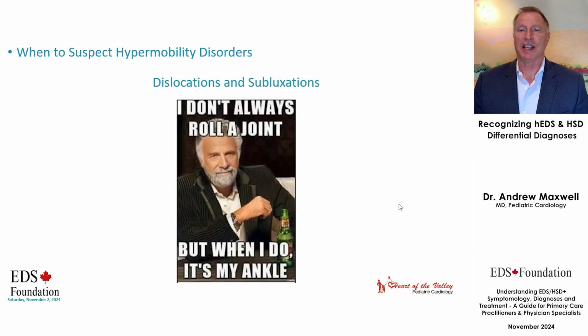Okay, let's talk about joint issues to begin with. Dislocations versus subluxations. Dislocation, of course, is the complete disruption of the integrity of the joint, where the two bones are no longer associated with each other, as opposed to subluxation, where it's just increased mobility and movement of one bone relative to another bone within the joint, but not completely dislocated. So which joints are most affected?